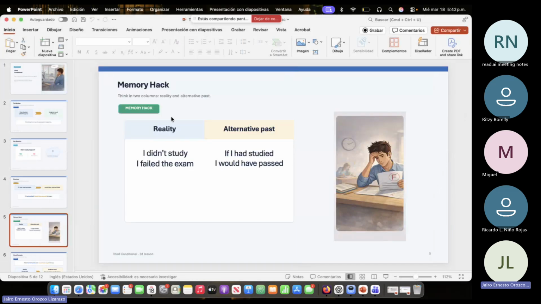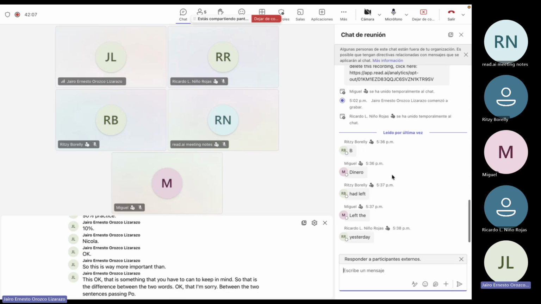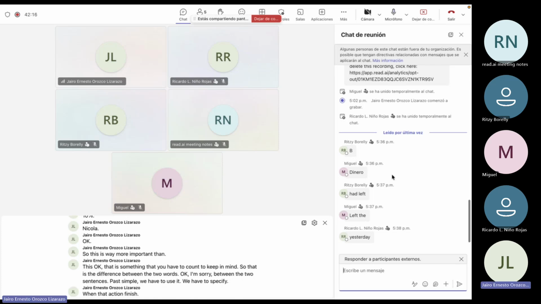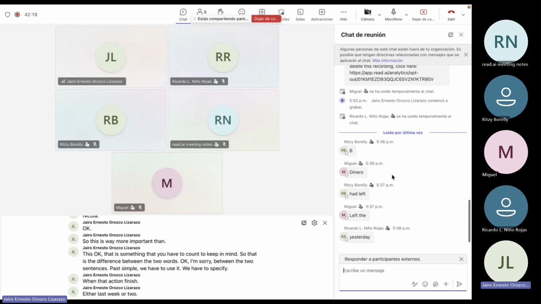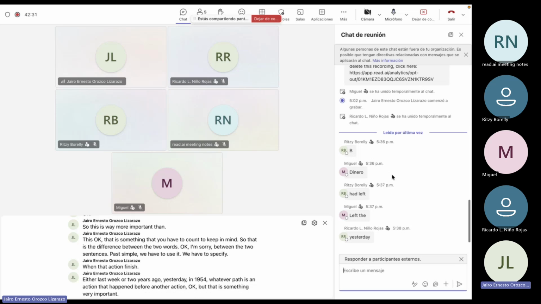So that is the difference between the two sentences. Past simple, we have to use it. We have to specify when that action finished, either last week or 2 years ago, yesterday, in 1954, whatever. Past perfect is an action that happened before another action, okay? So that is something very important to keep in mind.